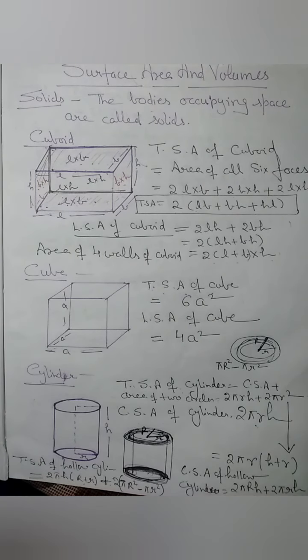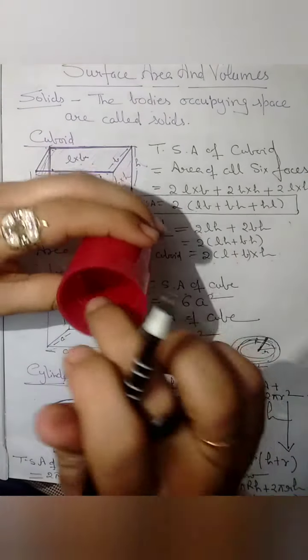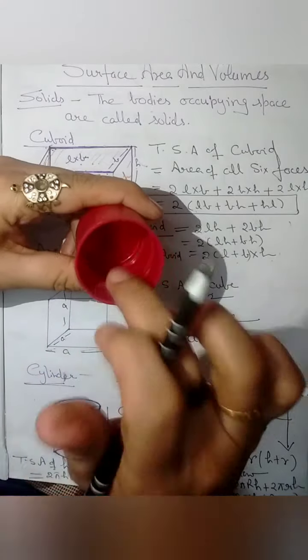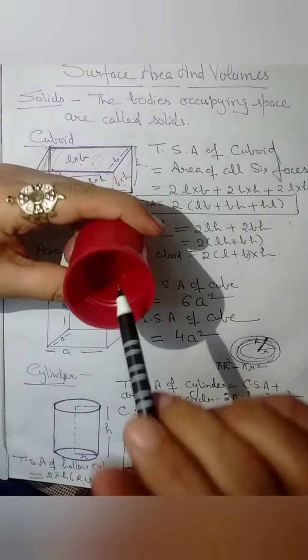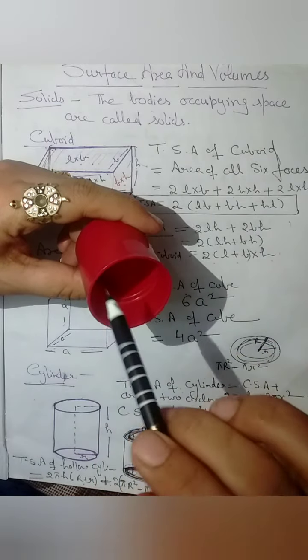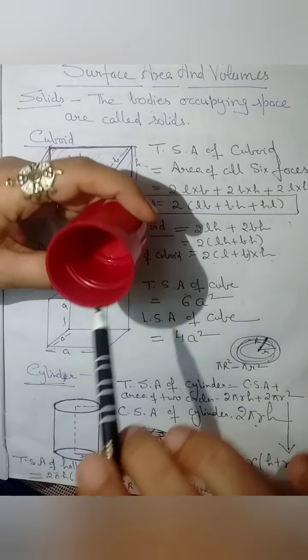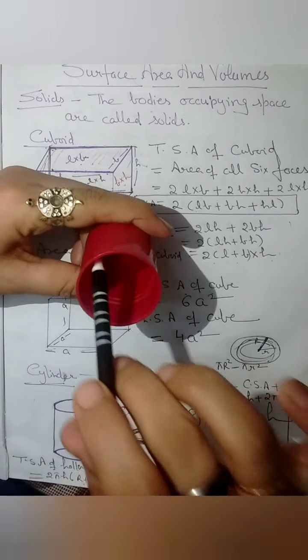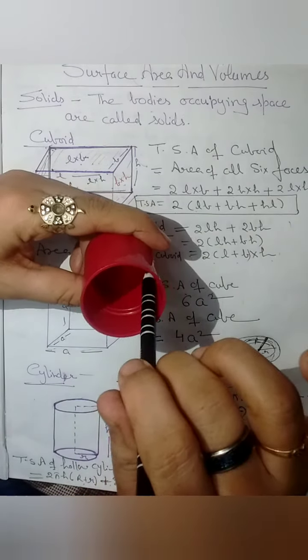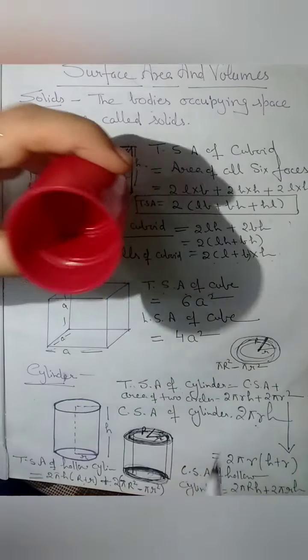We have to read the question very carefully. What is asked? Suppose it is asked that we have to paint the CSA of this hollow cylinder. It means we will apply 2 pi capital RH plus 2 pi small rh. Suppose we have to paint only inside, it means 2 pi small rh. It depends on what is asked in the question.